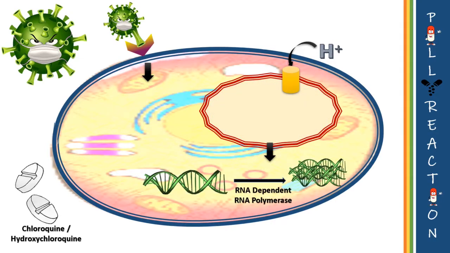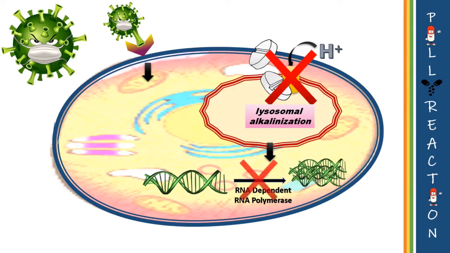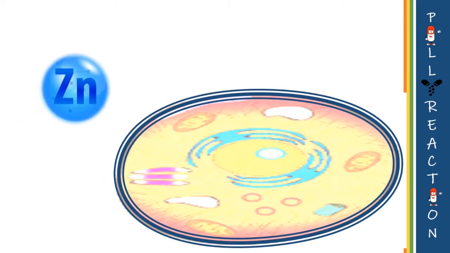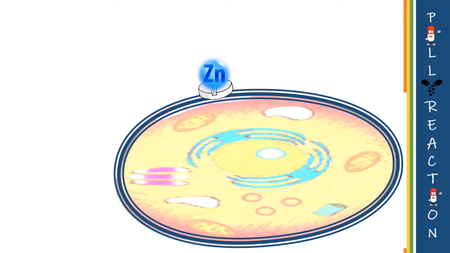Chloroquine has the ability to alkalize the lysosomal pH by inhibiting the proton pump on the lysosome, preventing it from being acidified, and thus inhibits viral replication. And secondly, the interesting property of chloroquine, that is its zinc ionophoric property. So zinc alone can't enter into a cell, but with chloroquine it can attach to the drug and be guided through the plasma membrane.